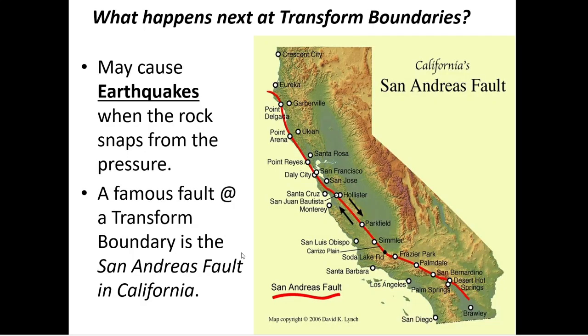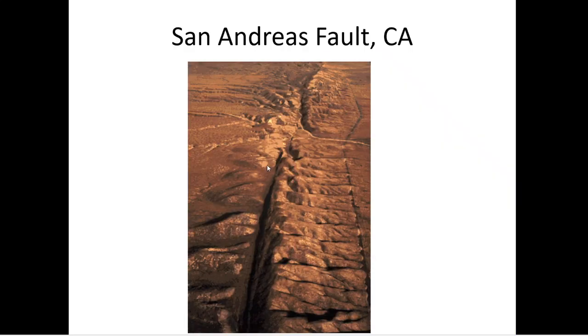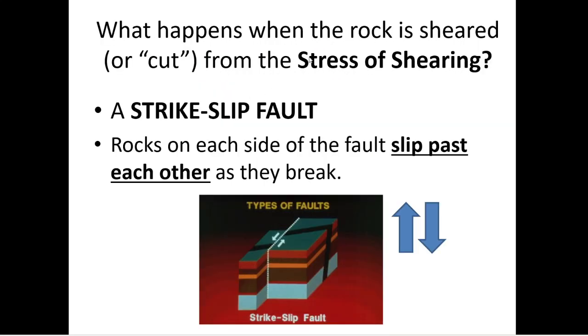Okay. And so what happens at transform boundaries? This may cause earthquakes when the rock snaps from the pressure. And the most famous one is a famous fault at a transform boundary is the San Andreas. So we have two plates that run here in California, and they slide constantly against each other. And so when the rock actually snaps, because it's so much pressure as they slide back and forth, guess what? That's where we get our San Andreas fault. And there's a picture of it right there where we can actually see the division of those two plates moving back and forth.